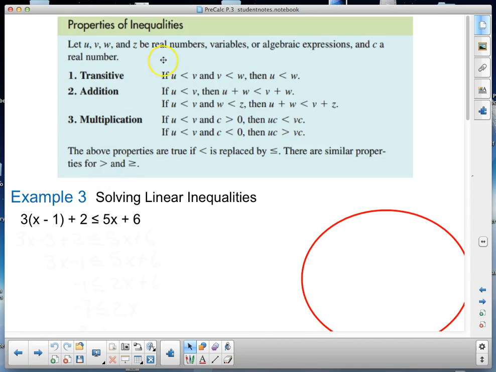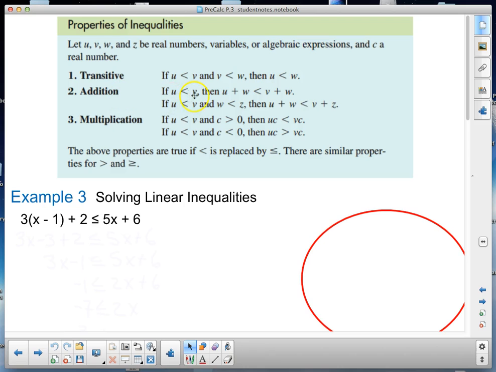Now, properties of inequality. So we're going to do exactly what we just did with equality, and we're going to solve stuff with inequality. And again, when I'm looking at inequality, u, v, w, and z are real numbers, variables or algebraic expressions, and c is a real number. Transitive works the same way. If u is less than v, and v is less than w, okay, then u is less than w.